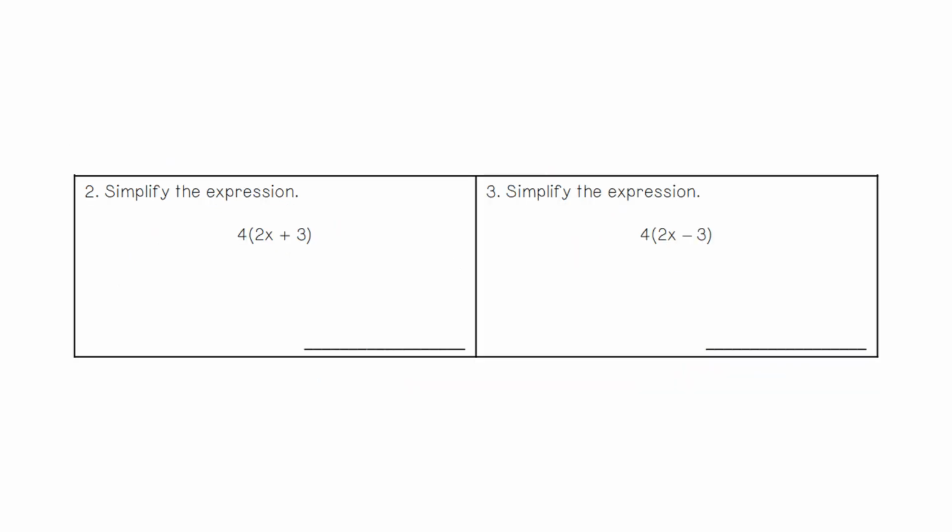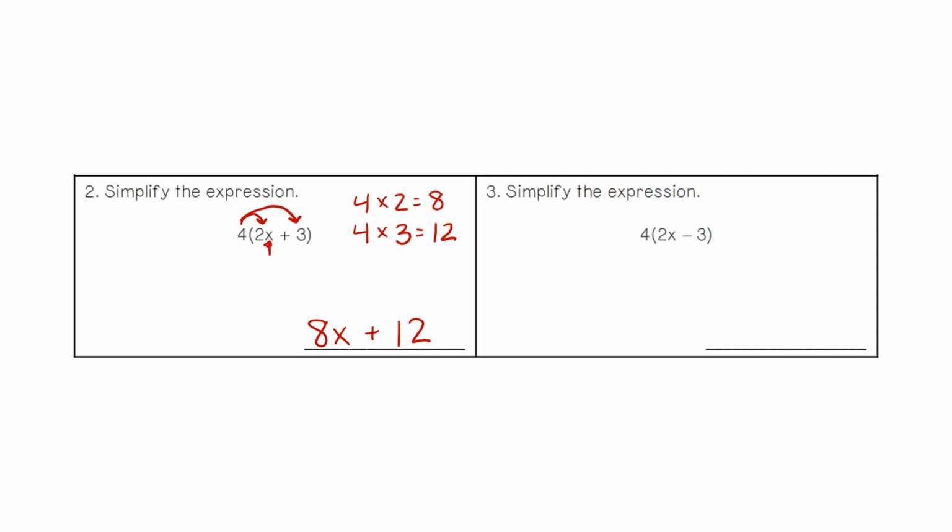Number 2, we're going to take the number 4 that's on the outside and we multiply it by both numbers on the inside. So 4 times 2 would give you a value of 8. So that is the 8x because the x is included with that first number. And then we multiply again 4 times 3 to get a value of 12. And so that would be positive 12. 8x and positive 12 is our final answer.